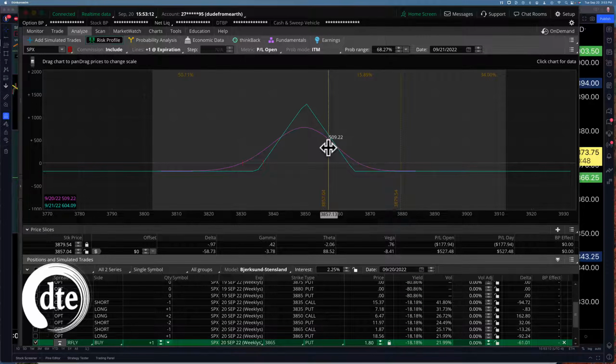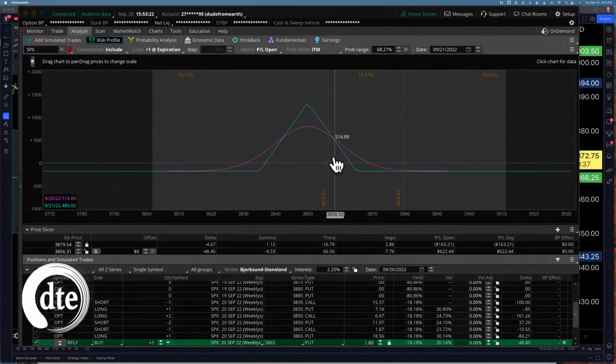All right, so now my trade is worth $500. Oh, darn. So it's worth twice as much had I stayed in. So we have 7 minutes left in the market.